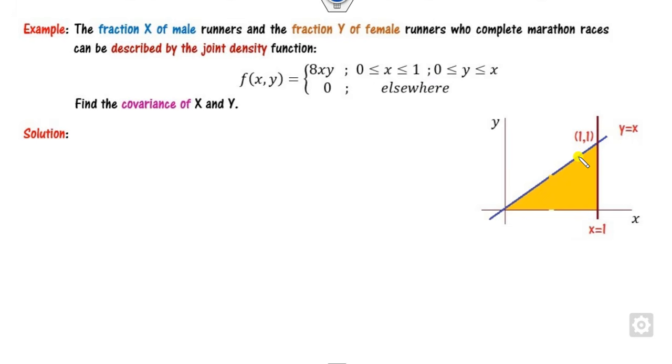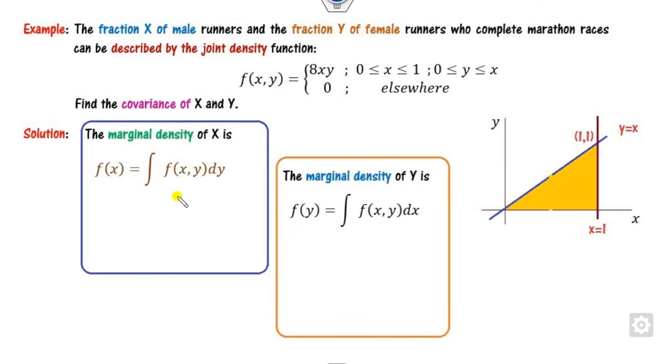Now how do you find the marginal of x? How do you take the limits of y? In order to take the limits of y, you have to take the vertical strip. What is the value of y here? 0. What is the value of y here? It is x. So it's 0 to x. Now you can substitute the function, which is 8xy. Now 8x is constant. You can integrate them and you will get the answer as 4x y square.